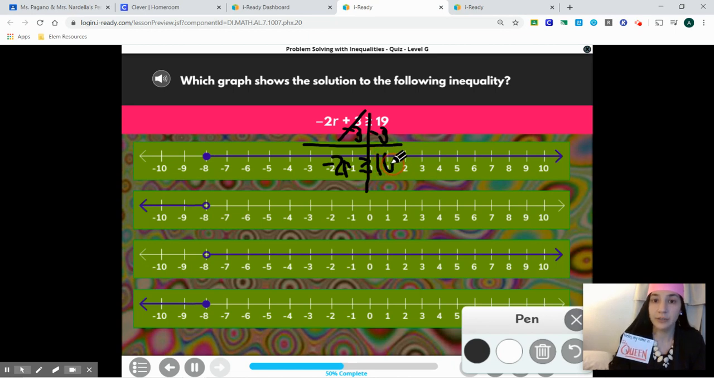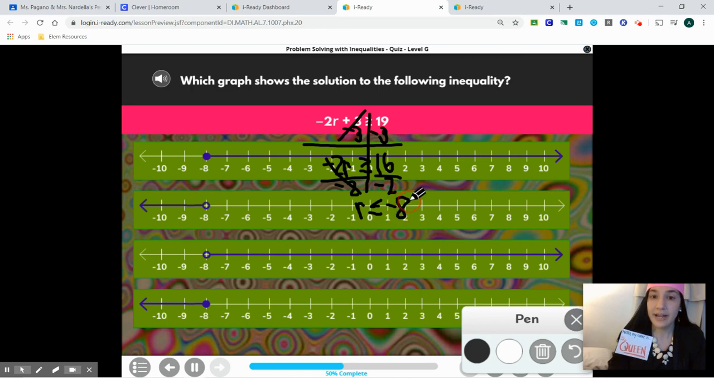R is still not alone. We're going to isolate it by dividing both sides by negative 2. And there we heard it, that magic word, or words, divide by a negative. When we do that, we need to make sure we flip our inequality symbol. So if it's greater than or equal to, we want to flip it to less than or equal to. 16 divided by negative 2 gives us negative 8.